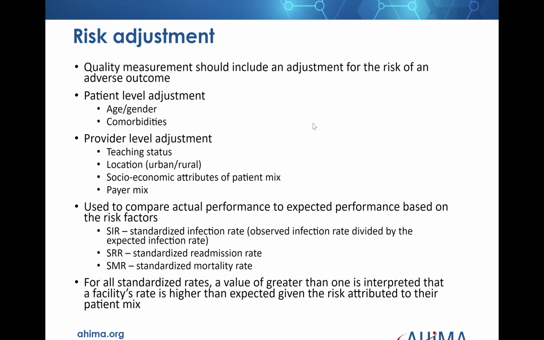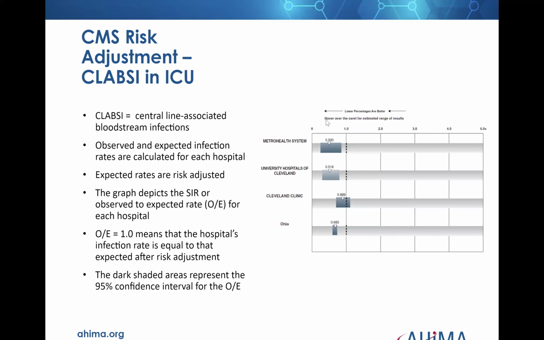So here is another one, and rather than read things directly from the slides, let's look at what this means. This is central line associated bloodstream infections. So obviously lower percentages closer to 0 would be better. So you see Cleveland Clinic has more. They're almost at 1 at 0.899 percent. Ohio as a whole is 0.683, and then we have the other hospitals displayed.